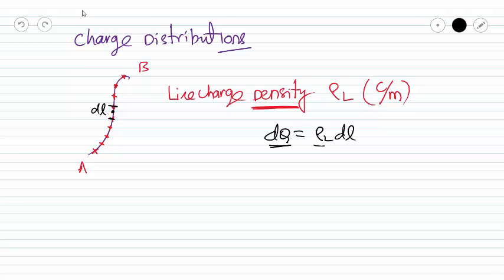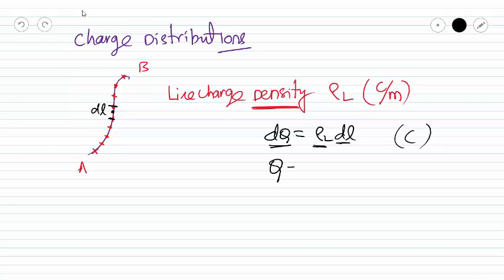So if you see the units of rho L, it is coulomb per meter, and dl will have units of meters, so the units will be coulombs. So this is the differential amount of charge on a small differential element of length dl. So if you want to find out the overall charge existing on this line or curve, then I have to apply a line integral, an open line integral.